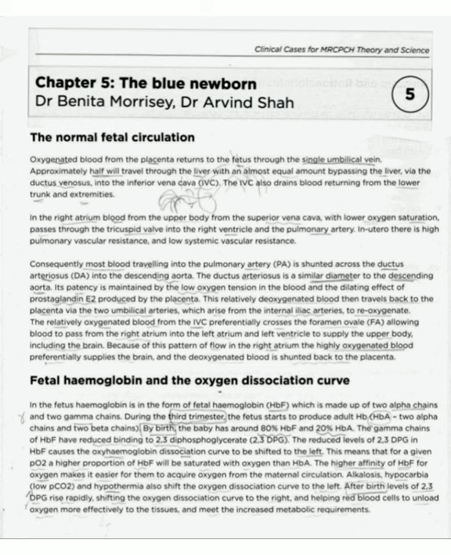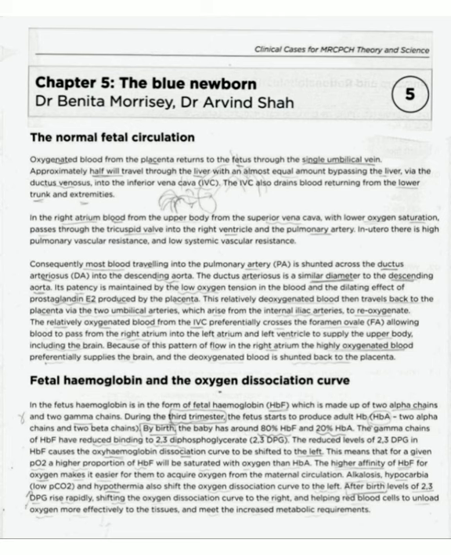Its patency is maintained by the lower oxygen tension in the blood and the dilating effect of prostaglandin E2 produced by the placenta. This relatively deoxygenated blood then travels back to the placenta via the two umbilical arteries. So the oxygenated blood comes by a single umbilical vein, and it returns back to the placenta via the two umbilical arteries, which arise from the internal iliac arteries, to reoxygenate.